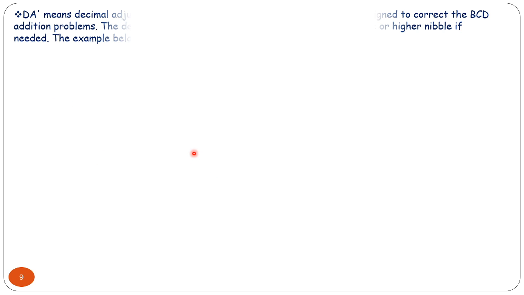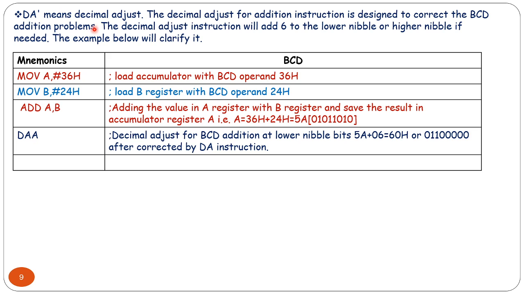This DA instruction, decimal adjust, after an addition instruction is designed to correct the BCD addition problem. The decimal adjust instruction will add 6 to the lower nibble or higher nibble if needed. The example given here clears the idea related to this instruction.